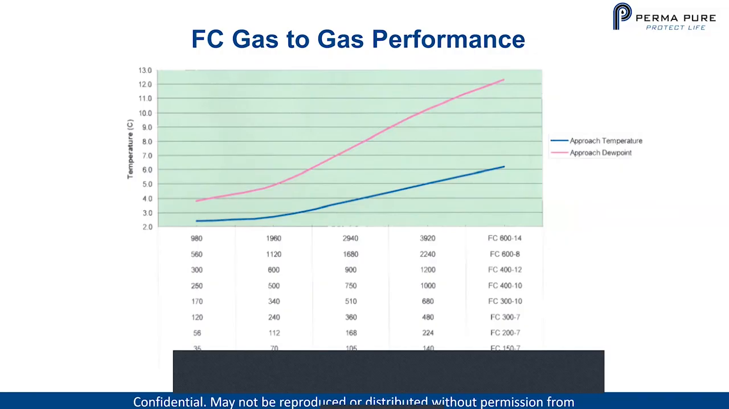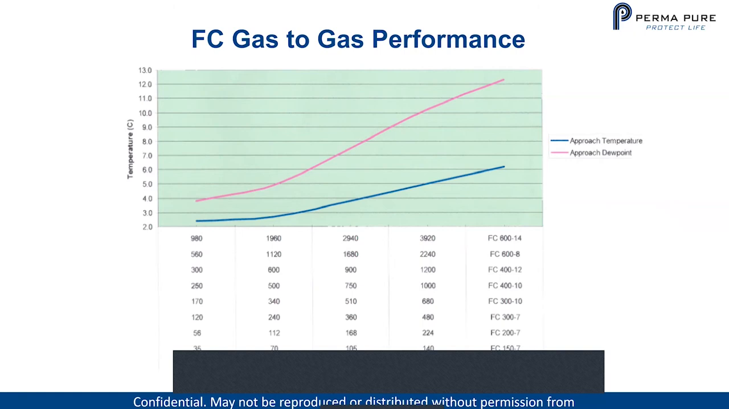And on the x-axis are your flows of your different humidifier sizes. Because all Perma Pure humidifiers really perform the same, because the performance is strictly dependent on the amount of Nafion in the material, we can make one chart for all of the products and just change the numbers.